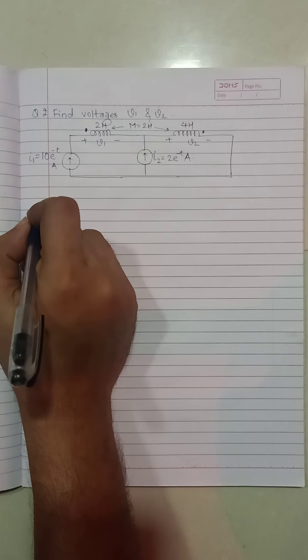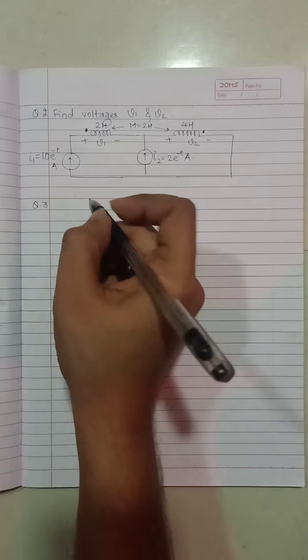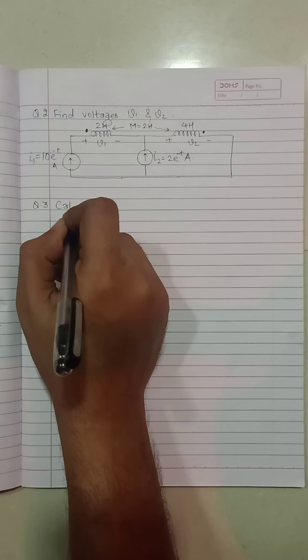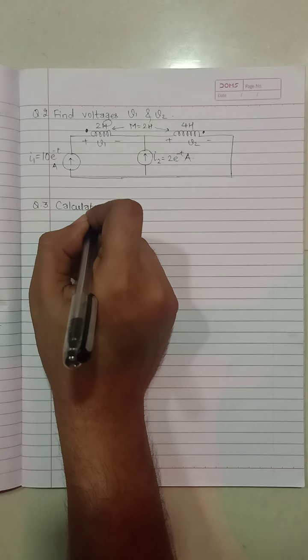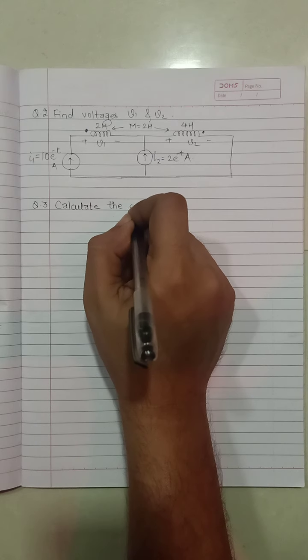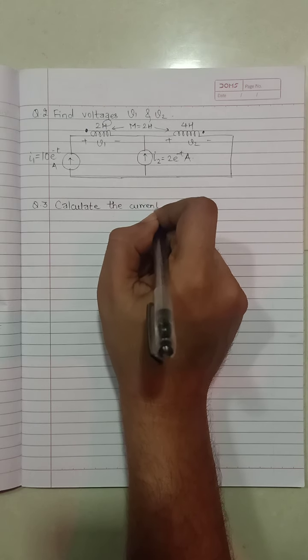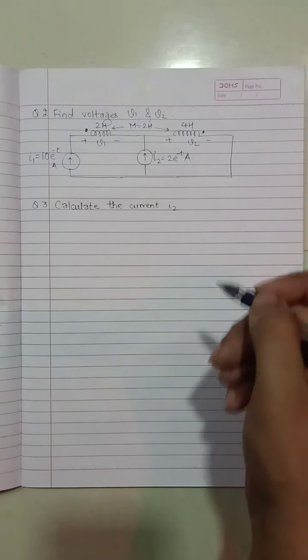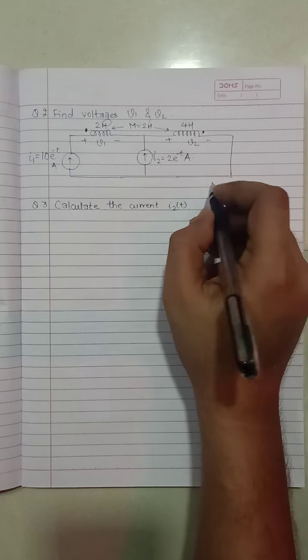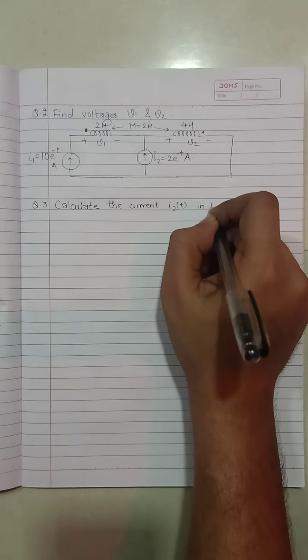Coming to the next question. The question tells to calculate the current I2 of T in the coupled circuit.